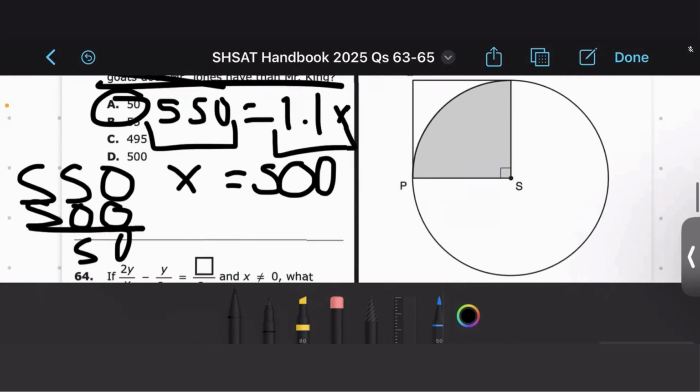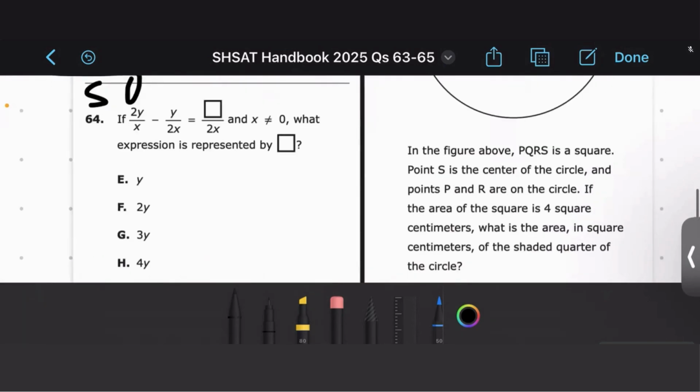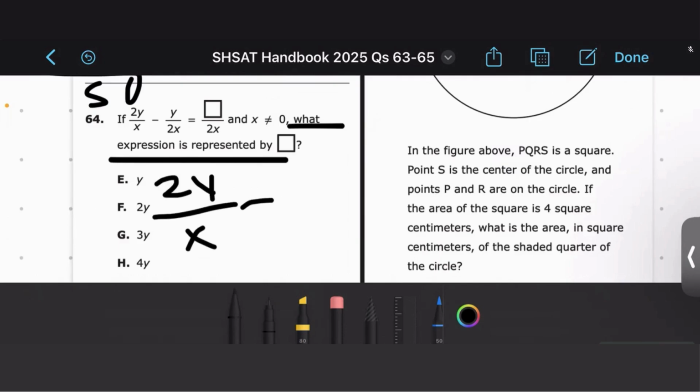Now, moving on to the next question. If 2y over x minus y over 2x equals blank over 2x and x is not 0, what expression is represented by the blank? Okay, so this is a really simple question and can be solved by doing a proportion. I'm just going to rewrite it.